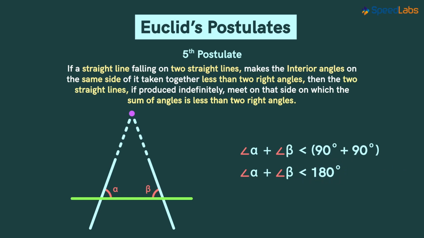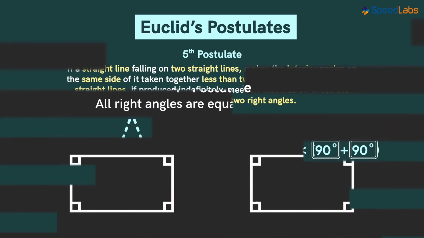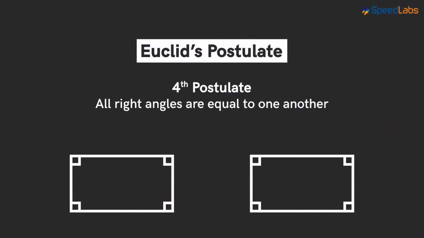Note that Euclid did not use 180 degrees to compare the angles. Instead, he compared them with the measure of how many right angles. This is because in postulate 4, he stated that all right angles are equal. So, this gives him the right to use right angles as a unit to measure and compare other angles.